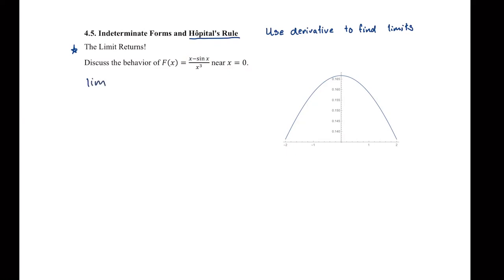Remember, whenever you're discussing something near a certain x value, you're really just considering the limit. And the first thing you should do when you compute a limit is just try to plug it in. If you plug this in, you get 0 minus sine of 0 over 0 cubed, which is 0 over 0 because sine of 0 is 0. This was the scenario where we would have to factor and cancel, but obviously we can't factor and cancel this, so that doesn't work.